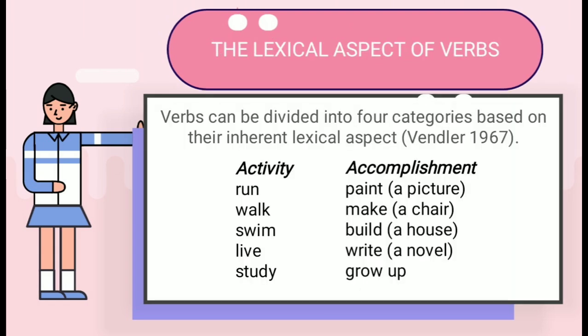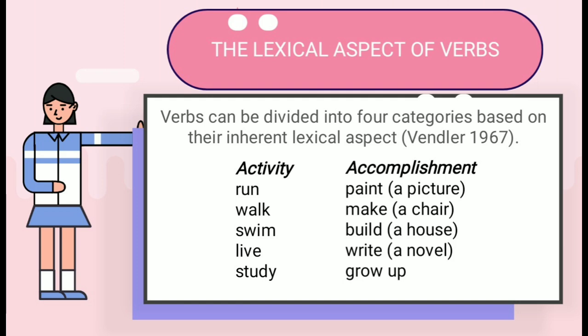And now let's proceed to the last topic of my report, which is the lexical aspect of verbs. So as you saw in chapter 3, verbs have not only grammatical aspect but lexical aspect as well. So verbs can be divided into four categories based on their inherent lexical aspect by Vendler 1967. So we have here the activity, the accomplishment, the achievement or the punctual, and the state.